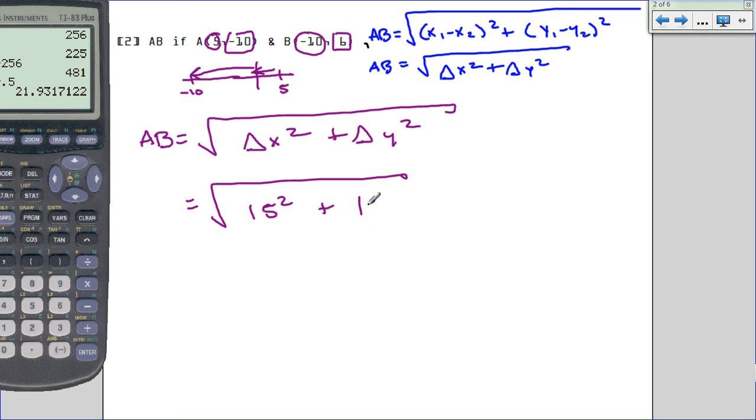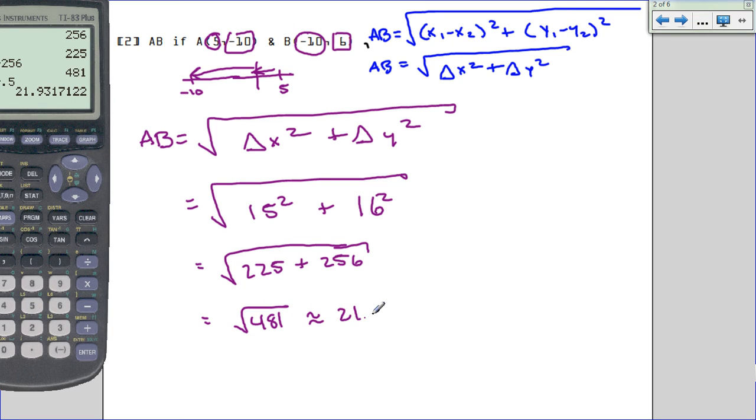Again, it takes a little bit more thought, a little bit more finesse, but this definitely will work just as easy, just as quick, given that you can calculate those distances in your head pretty fast. So again, this would be 481, which is the same approximate distance as 21.9317. So either methodology will work. Okay? Let's go ahead and jump right to number 3.